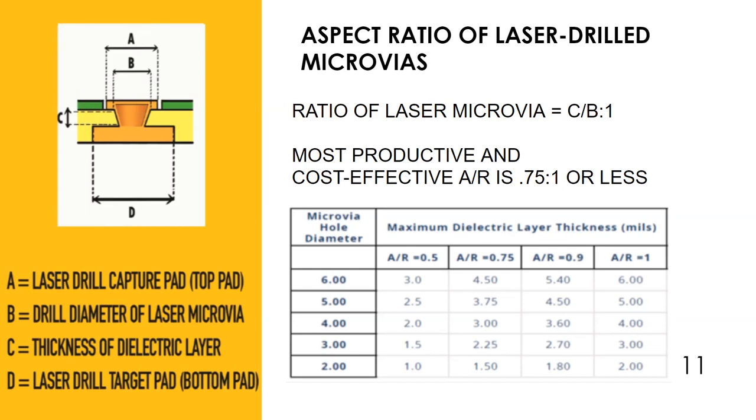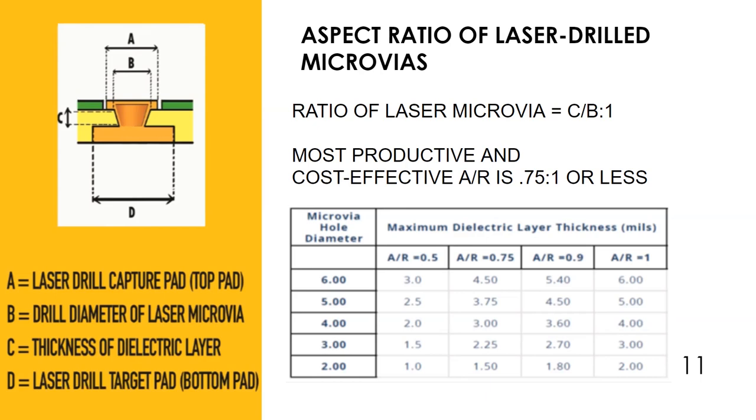Right? So normally it should be like 1 is to 1. Like if you have a 4 mil laser diameter, you can go to 4 mil length. 6 mil laser diameter, you can go to 6 mil length. Okay, but the optimum results are obtained at 0.75:1. Why?